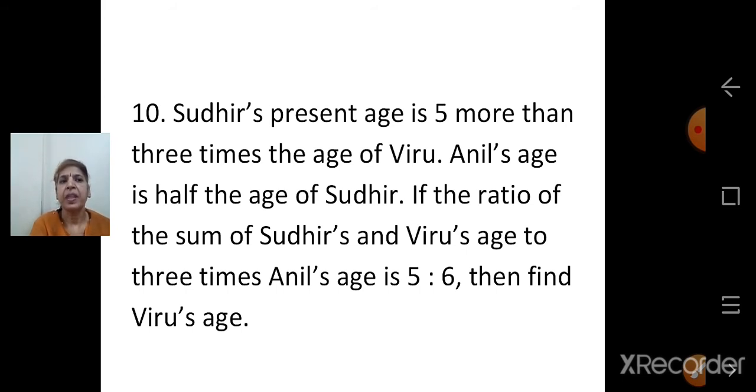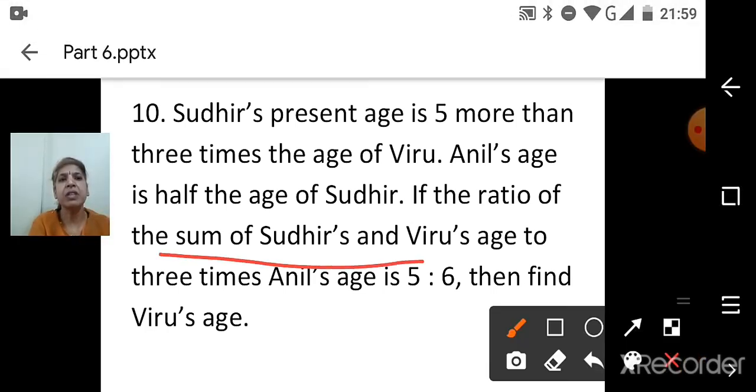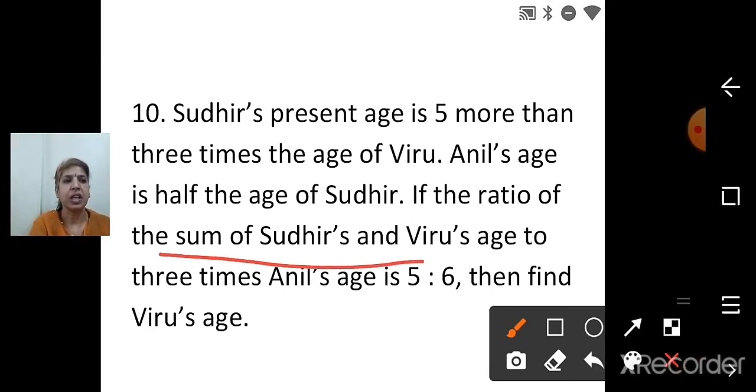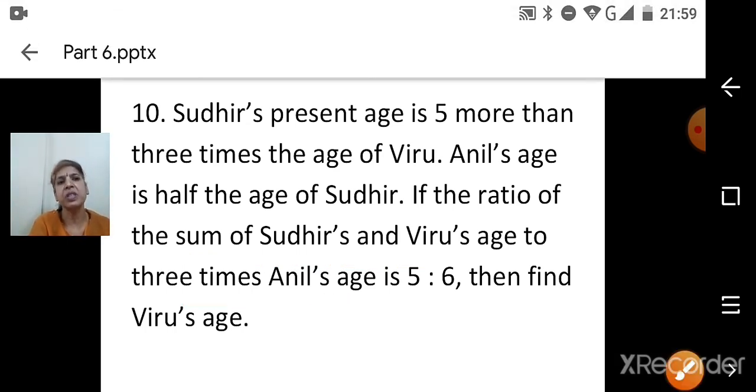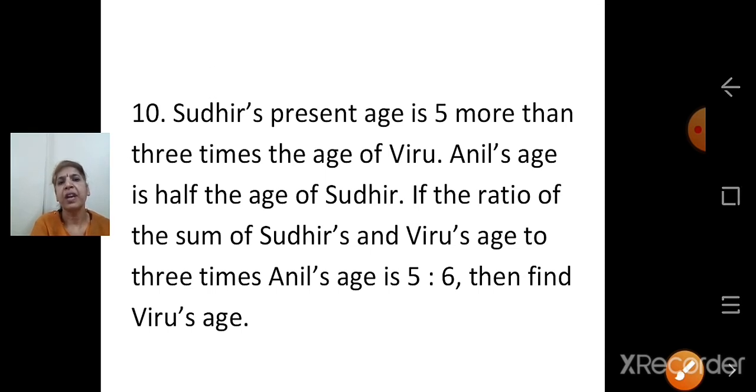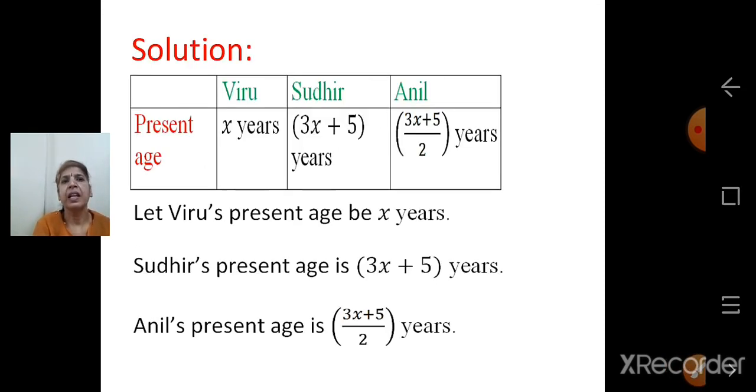And then the ratio of the ages is given: the sum of Sudhi's and Viru's age to 3 times Anil's age, and that ratio is 5:6. And we have to find Viru's age. So this information is given in tabular form. Children, wherever you find the statement a little bit difficult or a little bit confusing, you first write the information in tabular form, and it will help you to form the equation correctly, and you will be able to solve and get the correct answer.